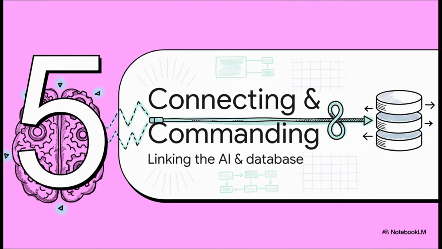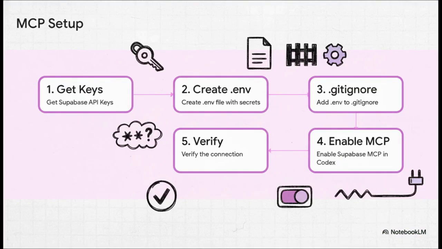Now that our specialists are defined, the next critical phase is to establish a direct connection between our AI agent and the live Supabase database. This allows the AI to work with the actual database schema, not an approximation of it. This is a 5-step process.